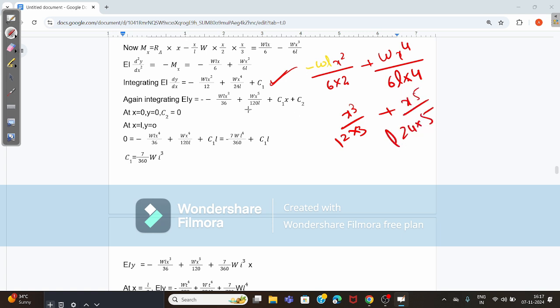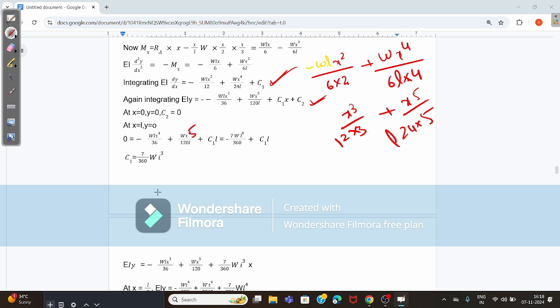24l into 5 is equal to 120l plus c1x plus c2. You will get the values like this. So at x equals 0, y is equal to 0, and in the place of c2 you have to put 0. At x equals l, y is equal to 0, which gives the value 0 minus wlx power 4 by 36 plus w x power 4 by 120 into x.